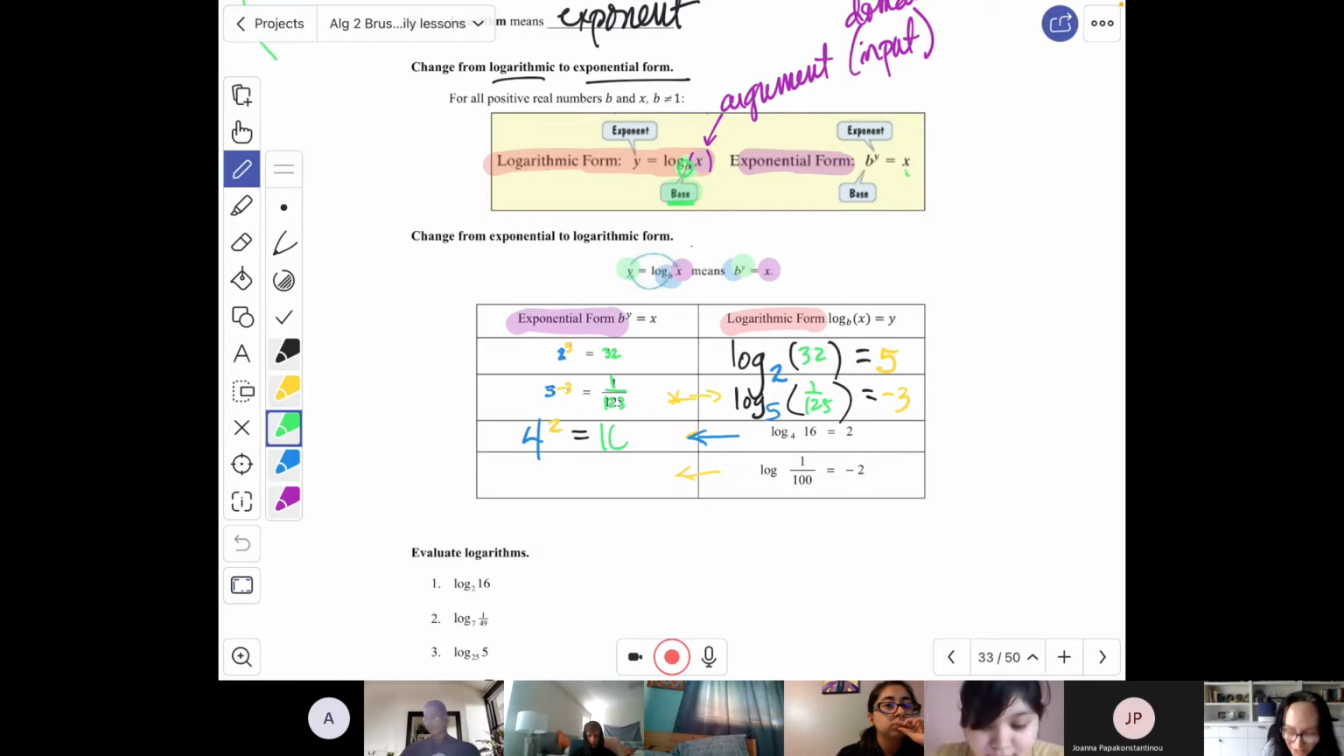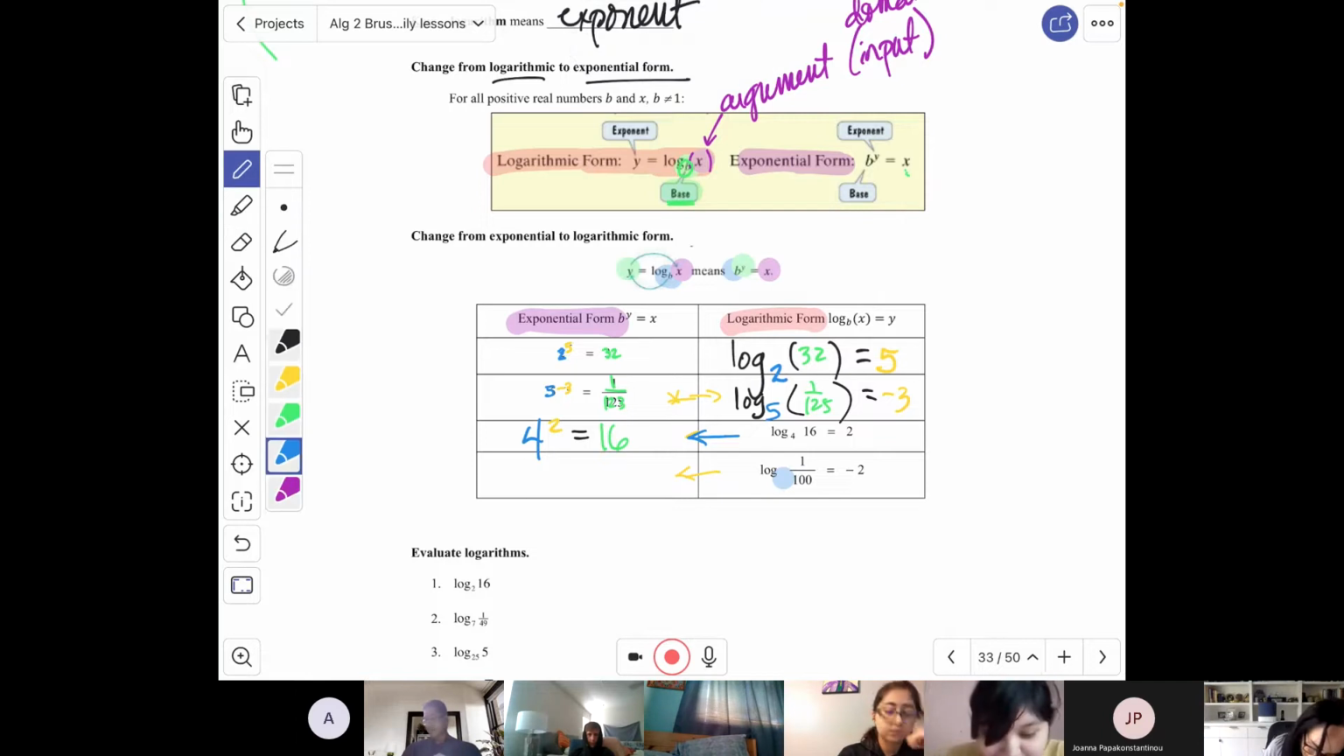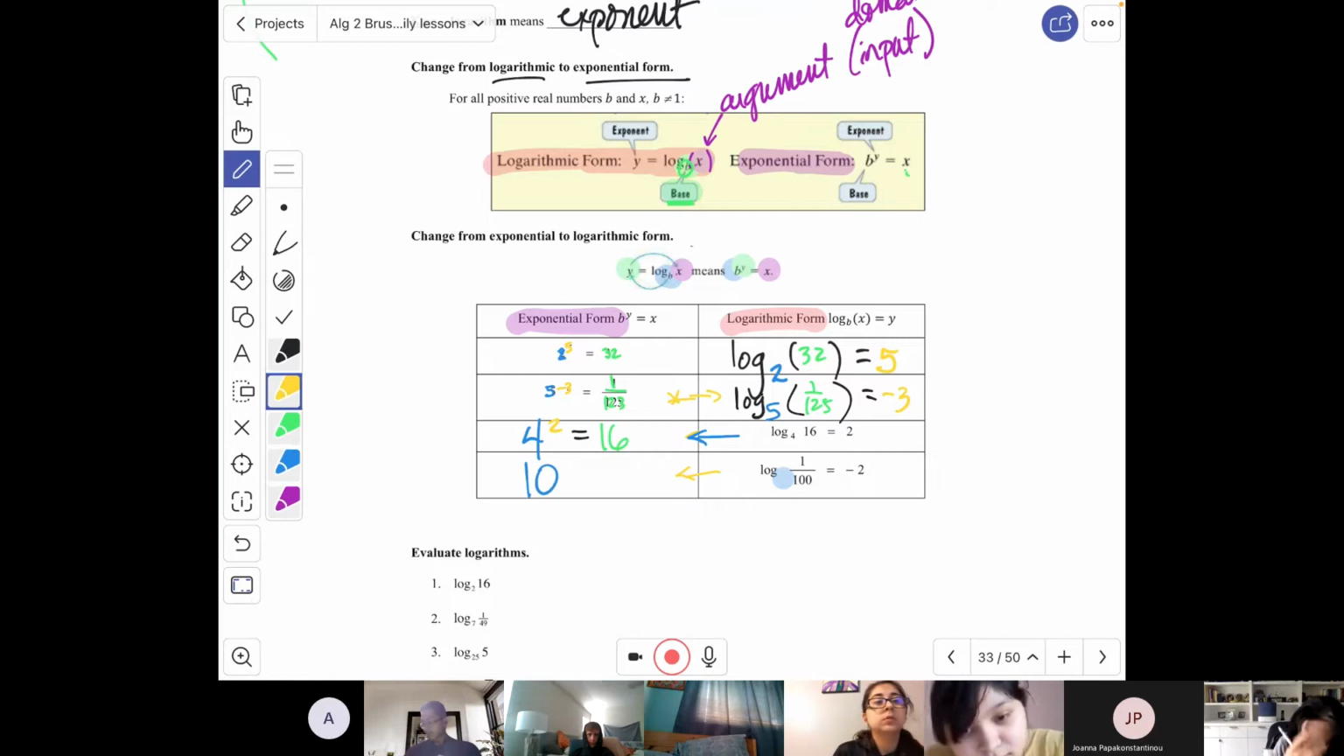Ooh, I don't see a base. What did we say the base was if we don't see it? 10. Good. So that'd be 10 to what power? -2. Beautiful. Equals 1 over 100. And that makes sense because 10 to the -2 is 1 over 10 squared, which is 1 over 100.